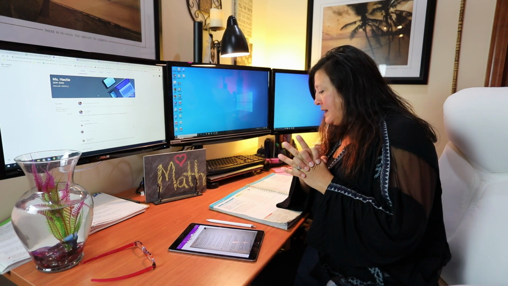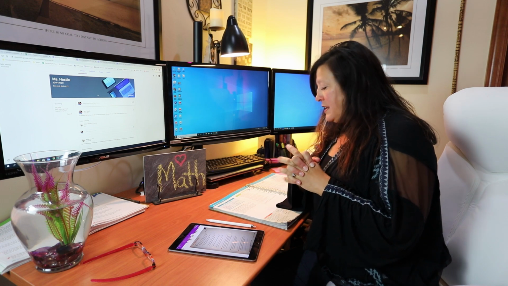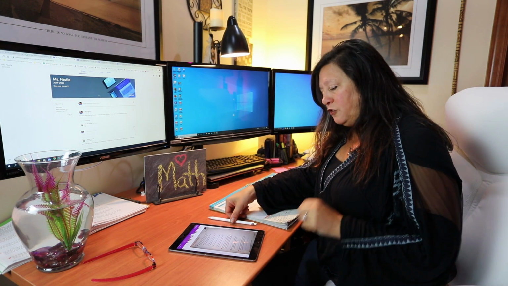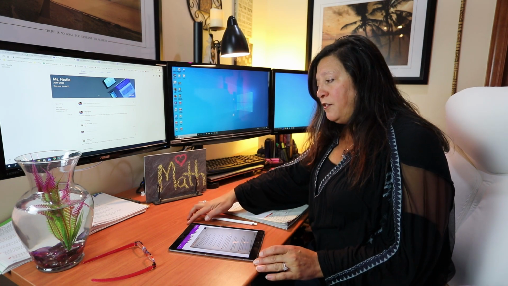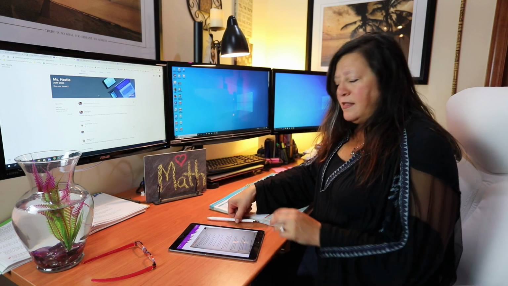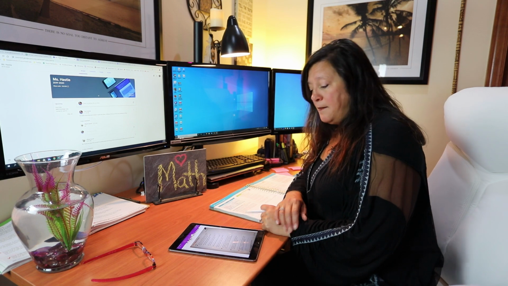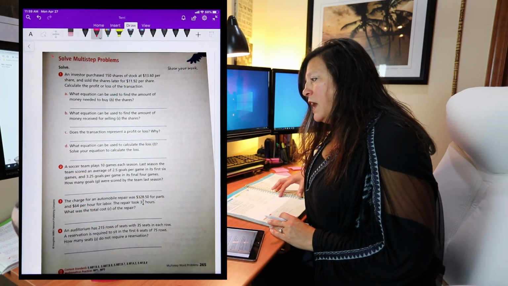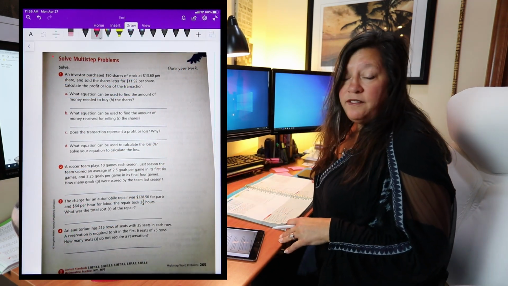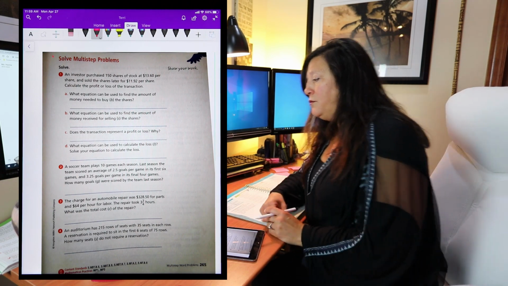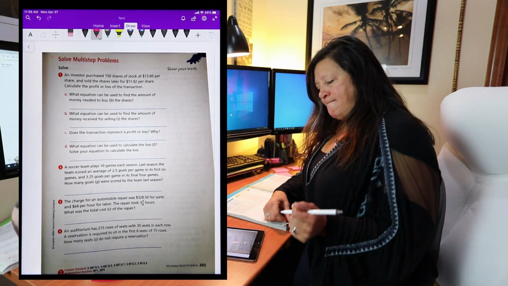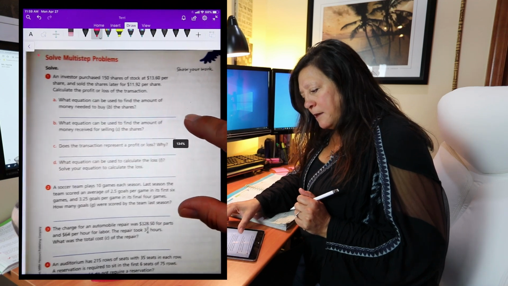Today we are doing lesson 6-9, and it is solving multi-step word problems. We're going to go through these word problems and figure out what our equation should be. I'll give you the answers for the activity pages, and then I want you to do the work and make sure that you get the correct answers. You're going to start on activity page 265. Today we're going to do 265 and 266.